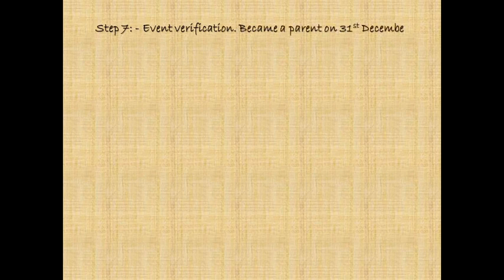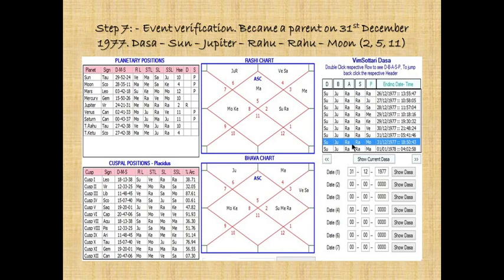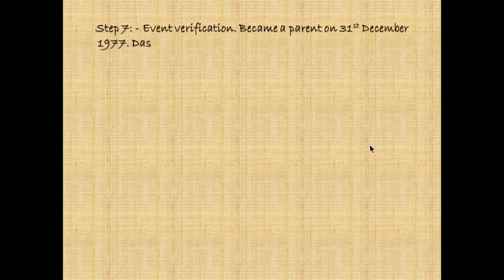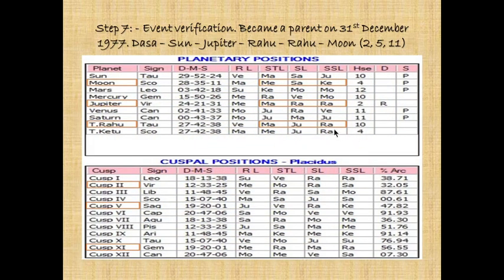We are done with 6 steps of rectification, then moving to the 7th step. That's event verification. Mr. Trump became a parent on 31st December 1977. The Dasha was Sun, Jupiter, Rahu, Rahu Moon. On 31st December 1977, Sun, Jupiter, Rahu, Rahu Moon, we have to study Bhukti, Antar, Sukshma and Prana. And we have to focus on cusp 2, 5 and 11. Cusp 2 is connected to expansion of family. 5th is connected to first child, and 11th is connected to fulfillment of desire or fulfillment of ambition.